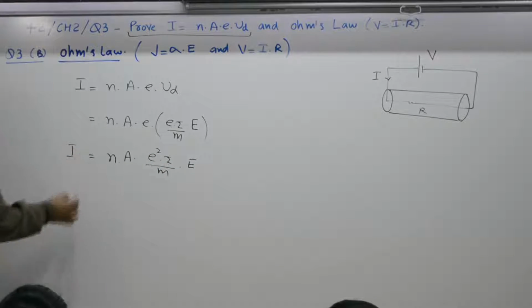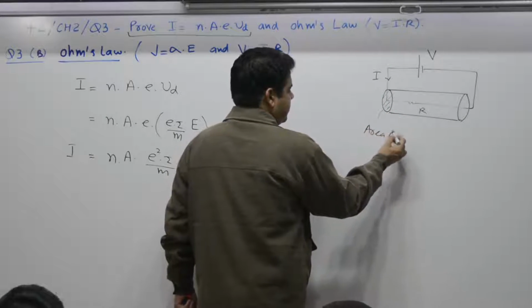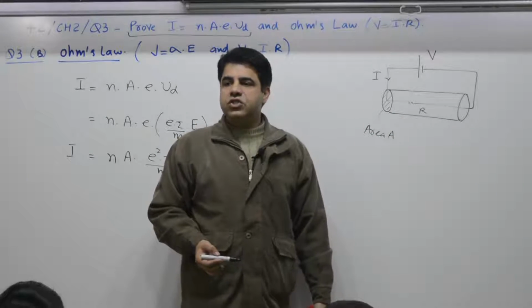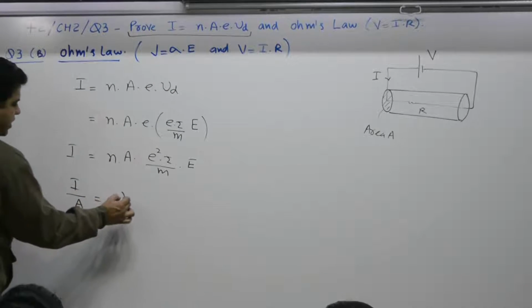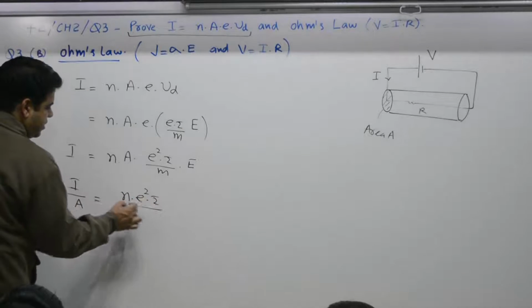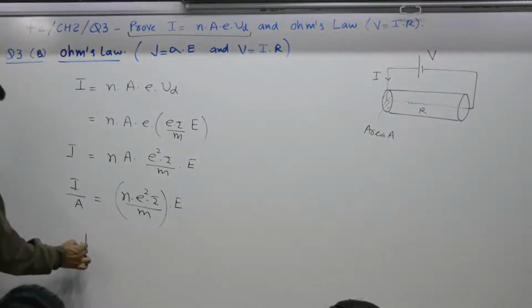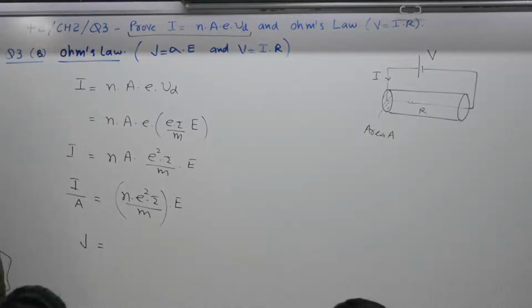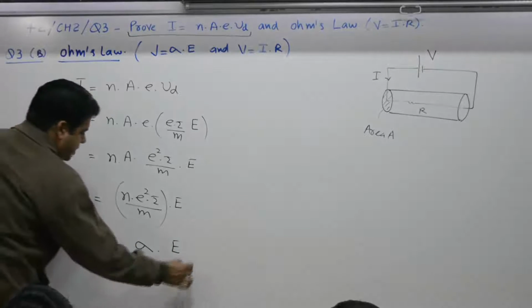I is the current flowing. A is the cross-sectional area. Current flowing per unit area, I by A, is termed as current density J. So I by A is what? I by A is equal to ne square tau by m into E. Current flowing per unit area is current density J. This parameter ne square tau by m depends on the metal. It varies from one metal to another metal.